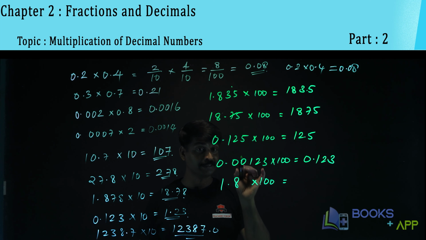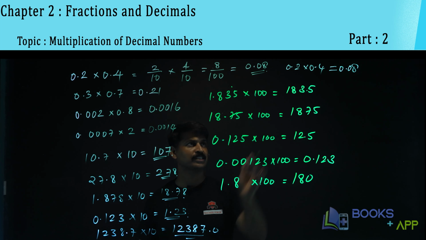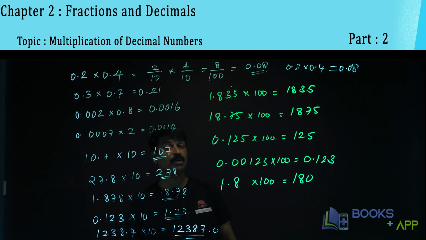If you multiply by 10, it will jump here. If you multiply by 100, 2 positions should be there. So it becomes 180.0. That is 180. Is it clear? If you multiply by 10, it will be 18. If you multiply by 100, it will be this. Now, I think it is clear. This is about the multiplication of a decimal by 100.